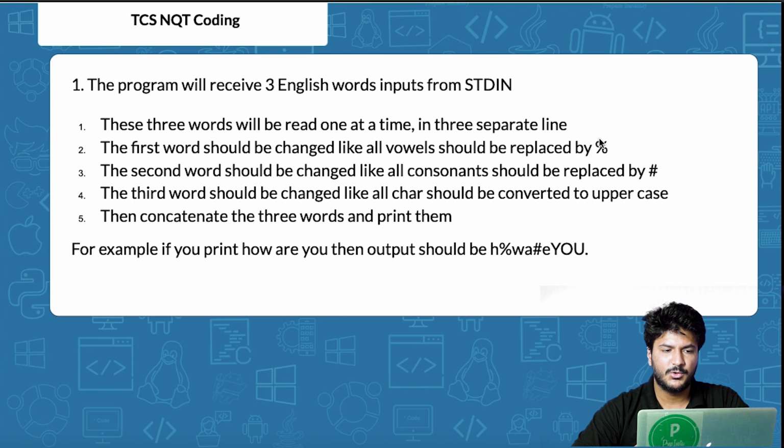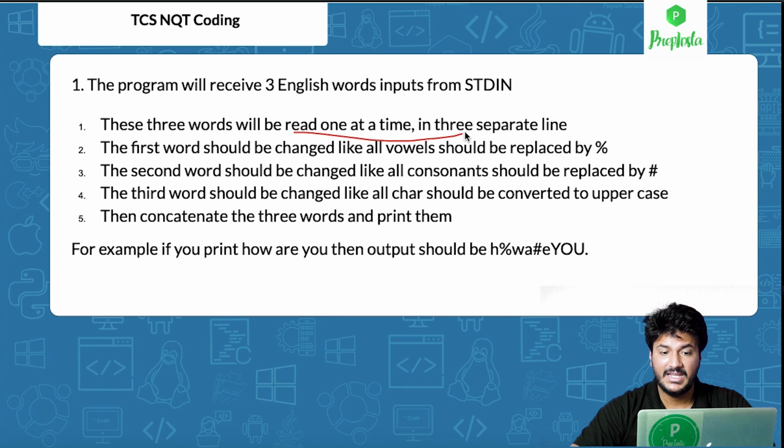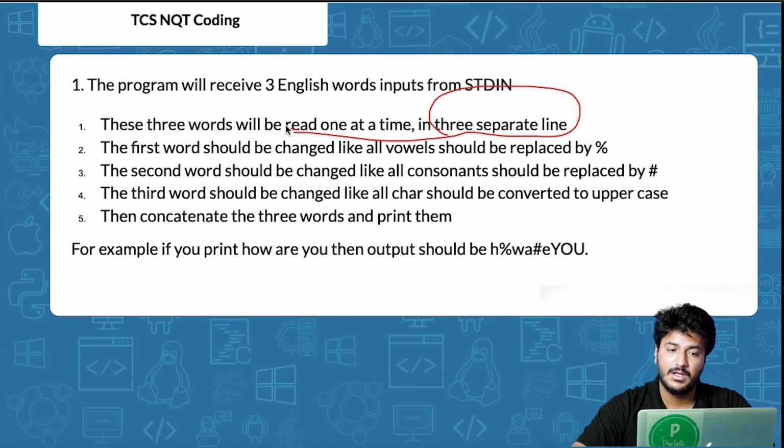The program is like this: you will receive 3 words as inputs from stdin, that is, strings. You have to read the 3 words, one word at a time, in 3 separate lines. All of this is important: 3 separate lines, and 1 word at a time. The first word should be changed, so that all the vowels are replaced by hash.